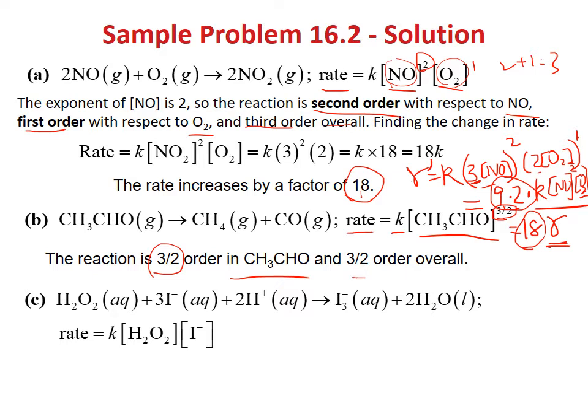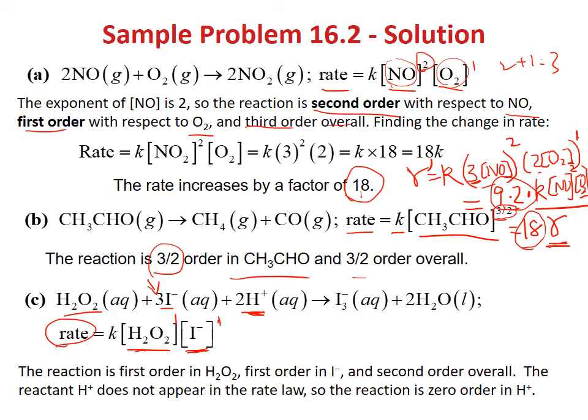And next question, hydrogen peroxide is one reactant raised to the first power. Iodide is also raised to the first power. Please pay attention not to look at the coefficient, look at the rate law. So it's first order with respect to hydrogen peroxide, first order with respect to iodide. There's another reactant, hydrogen ion, which does not appear in this rate law, and therefore it's zero order with respect to hydrogen.